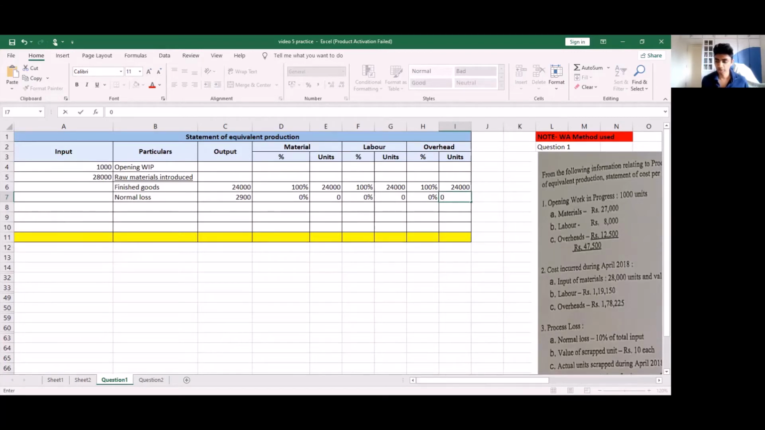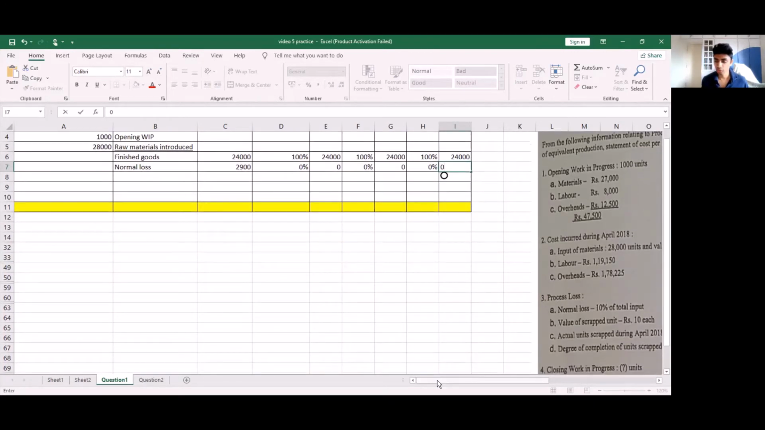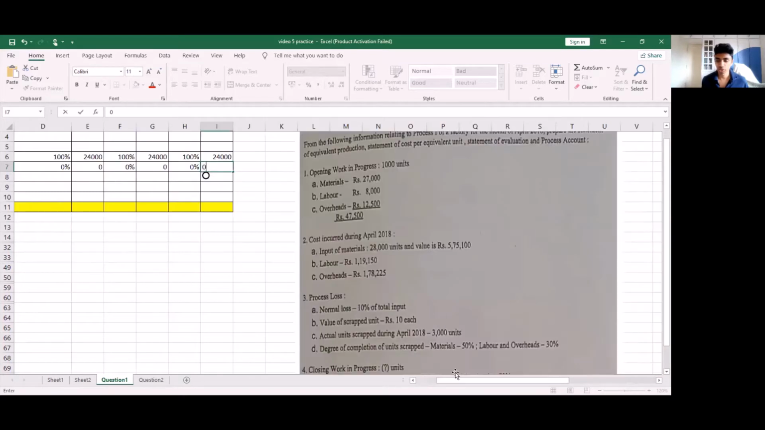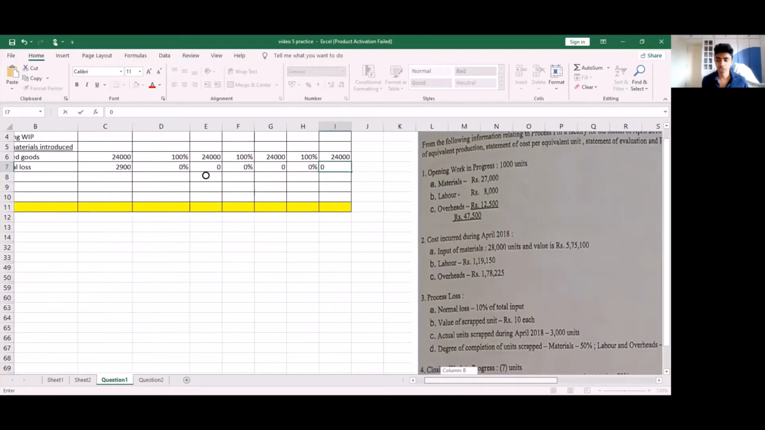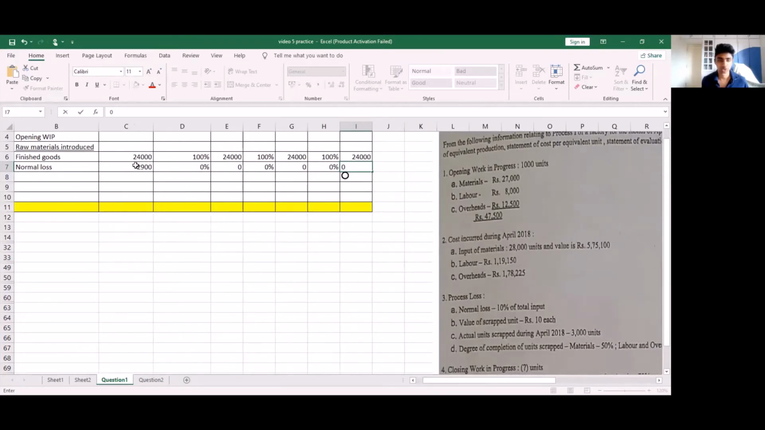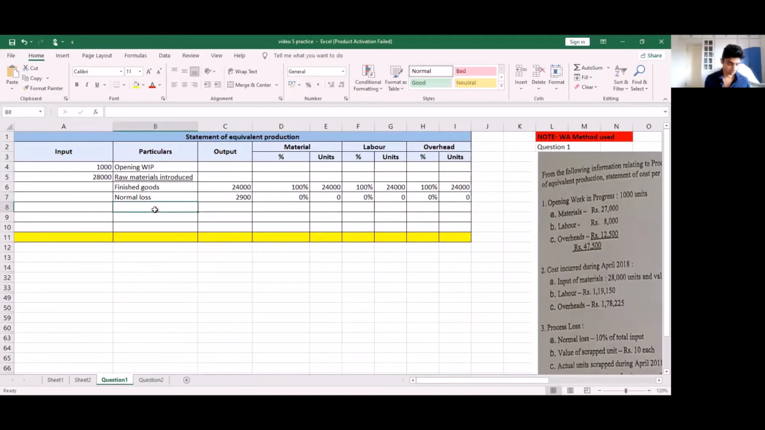After this, we have been given that our actual units scrapped is 3,000. So to find our abnormal loss, we're going to do units scrapped minus normal loss, which is 3,000 minus 2,900. So we have an abnormal loss of 100 units. We are going to write it now.